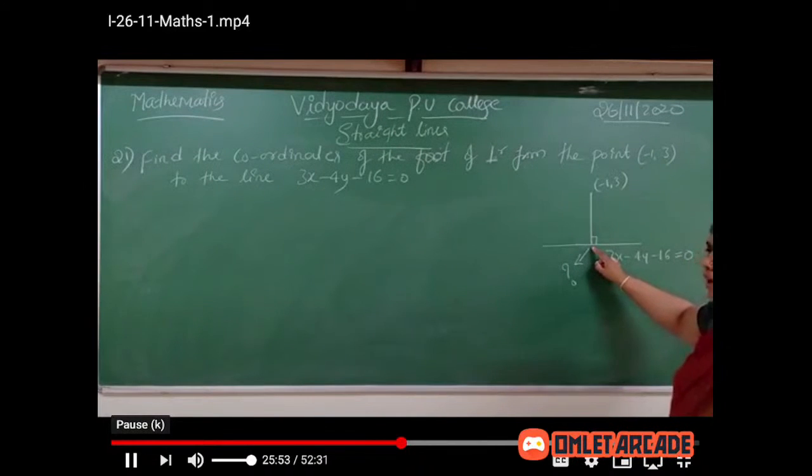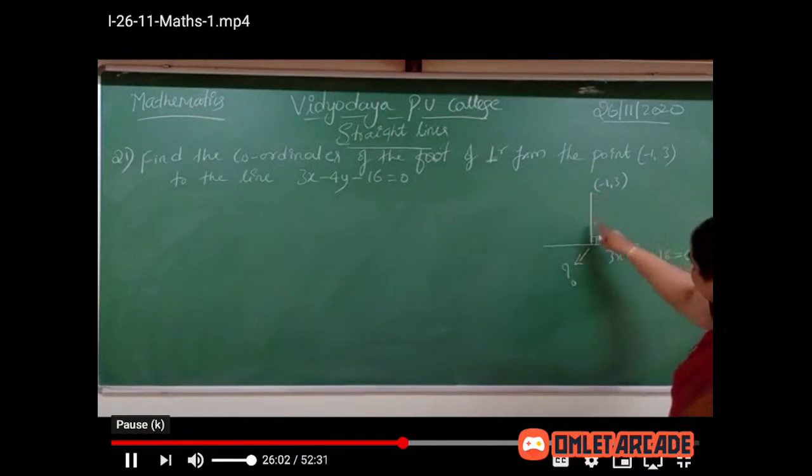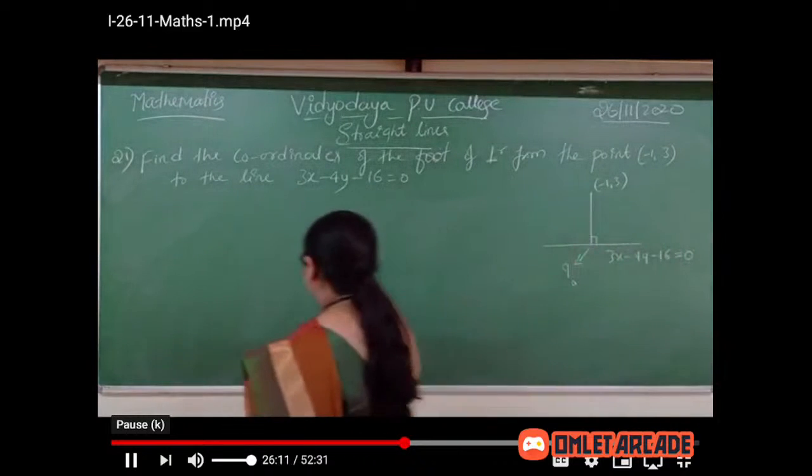Just observe, this is actually the point of intersection of these two lines. And since they are given perpendicular, the foot of perpendicular, the angle between these two lines is 90 degrees. Understand the concept first. Okay? So we need to find this point here.